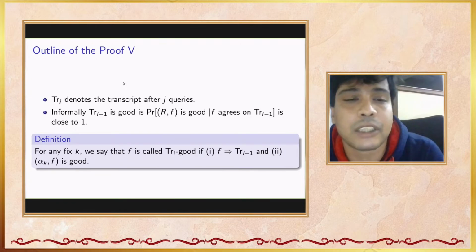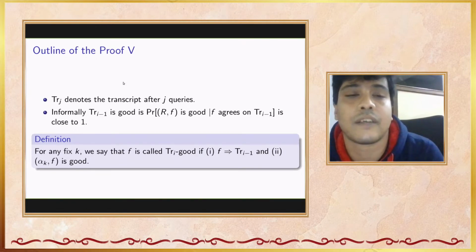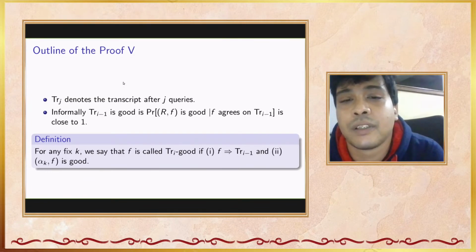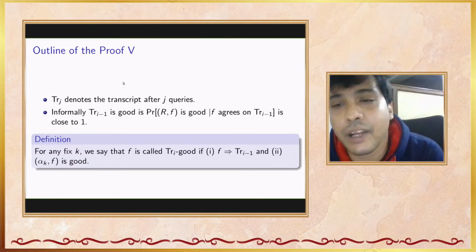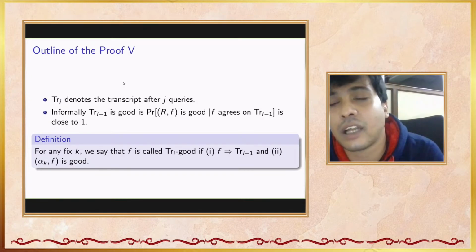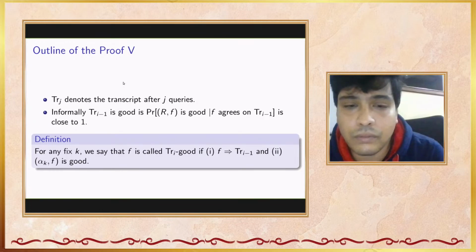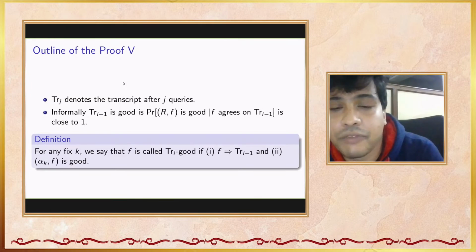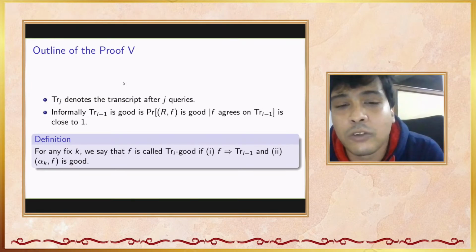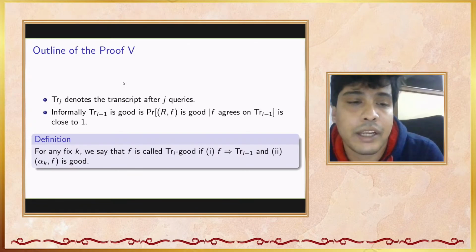TR subscript J denotes the transcript after J queries. We call the transcript after i minus 1 queries good if the probability that RF is good, given that F agrees with the transcript up to i minus 1 queries, is close to 1. If we fix K, we say that F is good with respect to the transcript up to the ith query if it agrees with the transcript up to i minus 1 queries, and alpha K F, that is M plus RK comma F, is good.